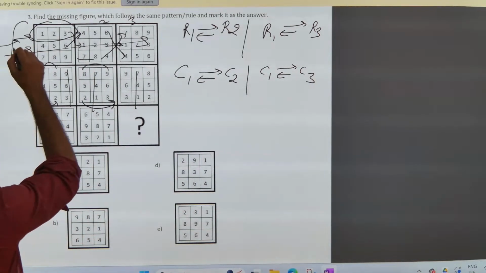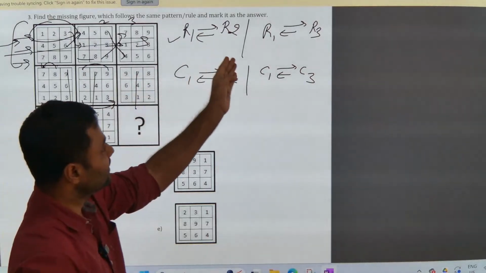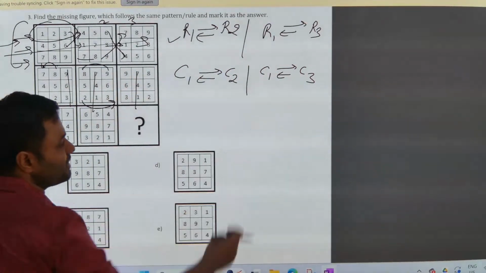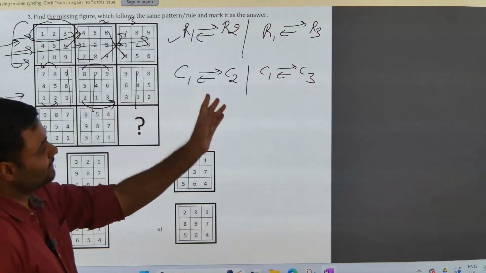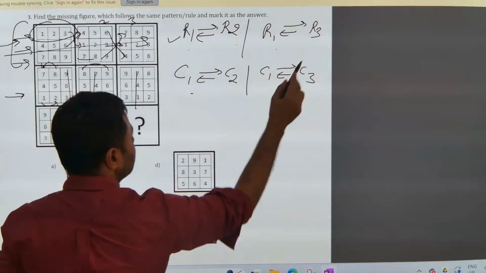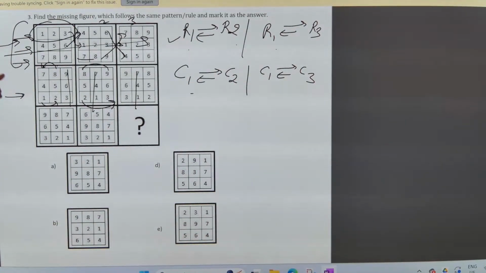In the first set, it was rows that were being interchanged, R1, R2 and then R1, R3. In the second set, it was the columns that were being interchanged, C1 and C2 and then C1, C3. So the numbers are the same, row, column, and if one is row, the second is column, then the third has to be row. That is the only pattern that can be followed here.